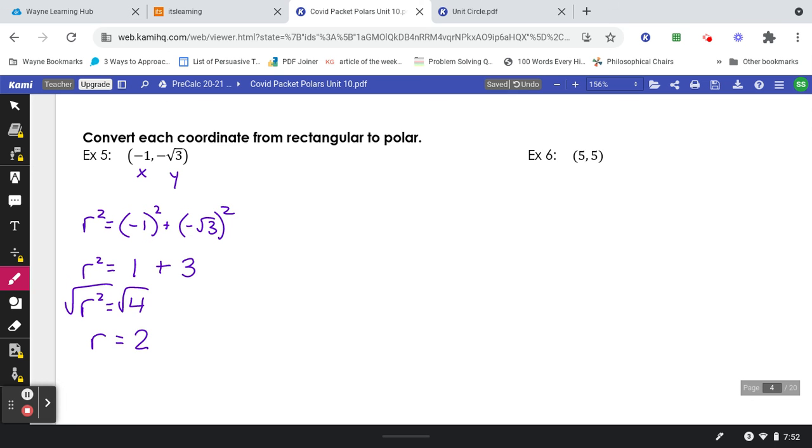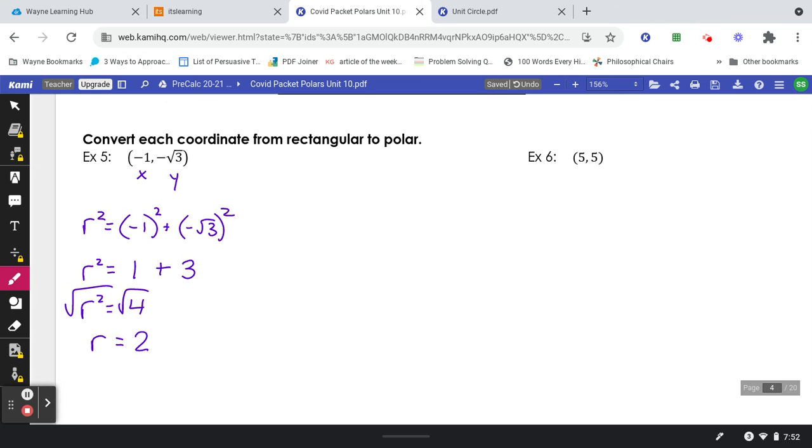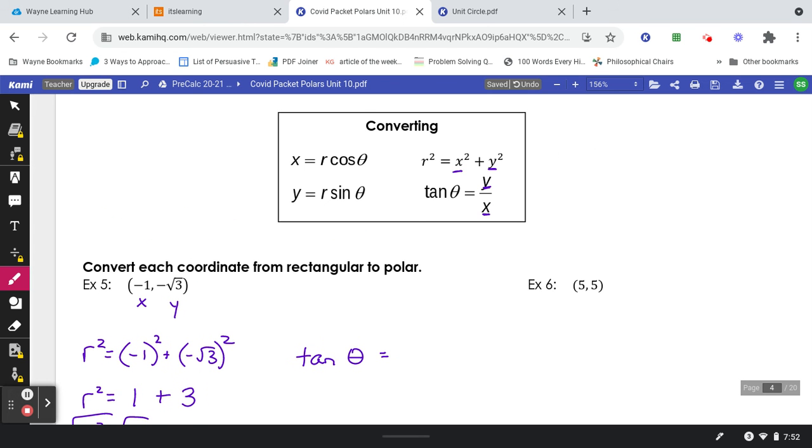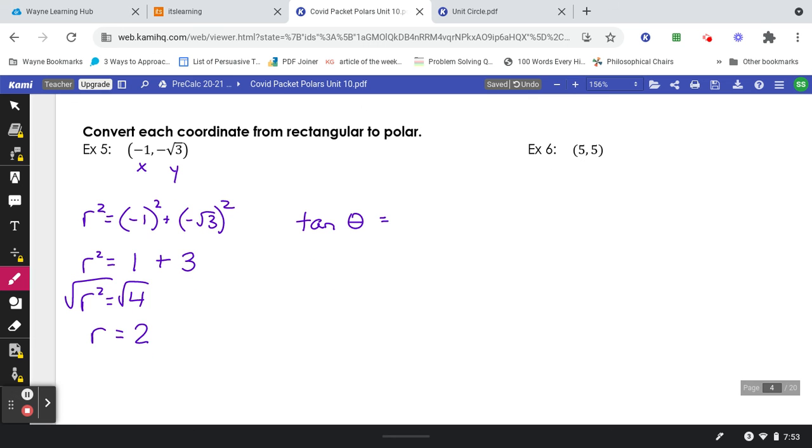Now I've got to go find theta. So just like before, we have to find it as 2 separate problems. So tangent of theta equals y over x. I'm going to take the y value and put it over the x value. And then I'll simplify this a little. A negative divided by a negative is a positive, so I can get rid of the negatives. And a 1 in the denominator doesn't do anything, so I have just radical 3.